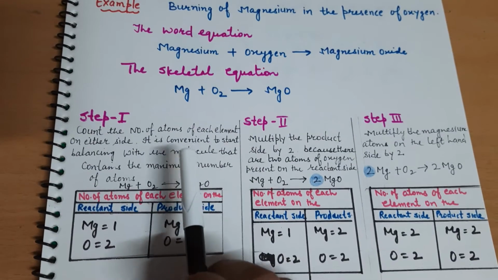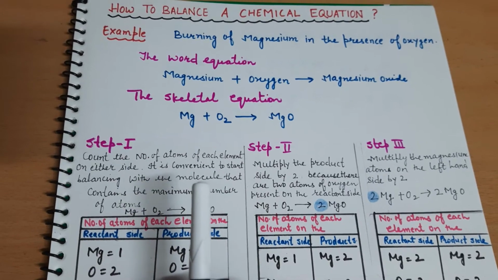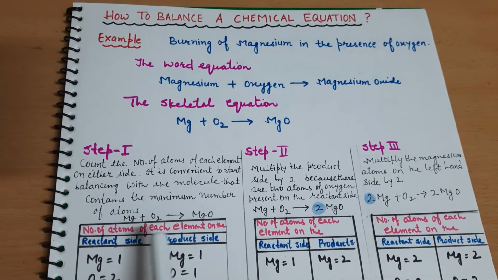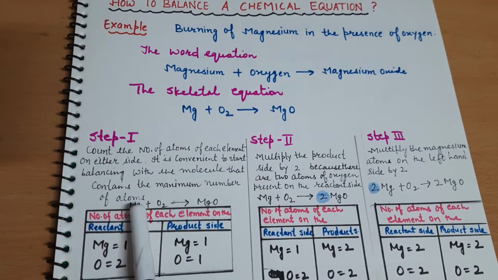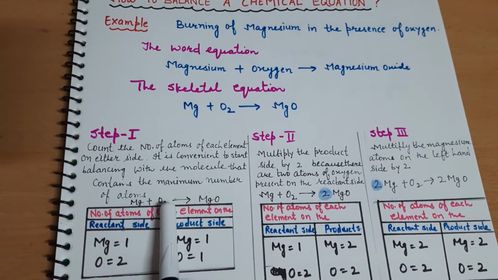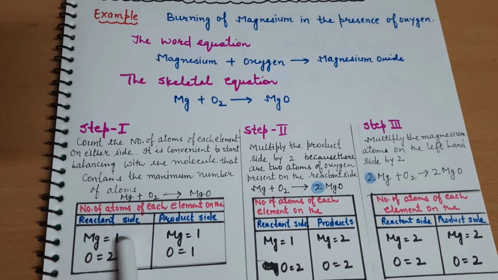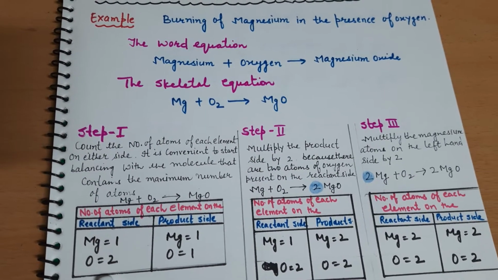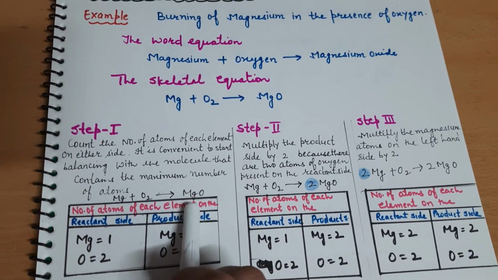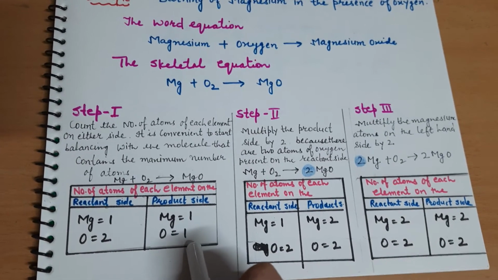Okay, the first step is to count the number of atoms of each element on either side. It is convenient to start balancing with the molecule that contains the maximum number of atoms. For example, you can see here magnesium on the reactant side is one magnesium only, whereas if I talk about oxygen, two atoms of oxygen are there. Okay, so here I have written magnesium, one atom, whereas oxygen, two atoms. If I talk about the product side, you can see the magnesium oxide formed has one magnesium atom and one oxygen atom.